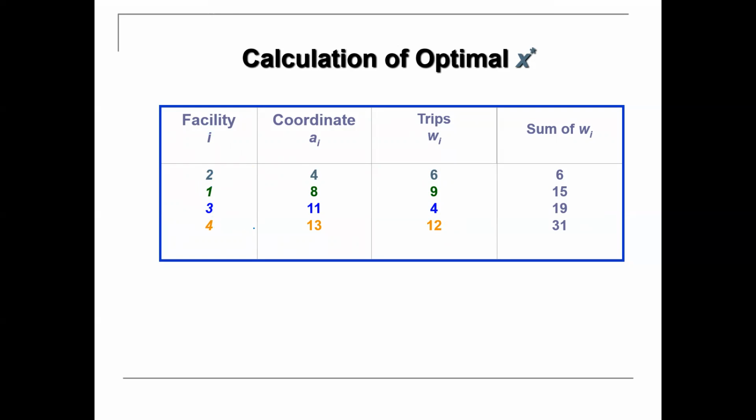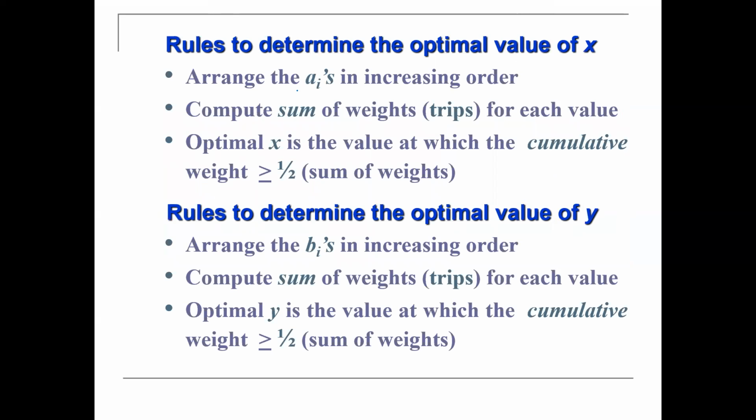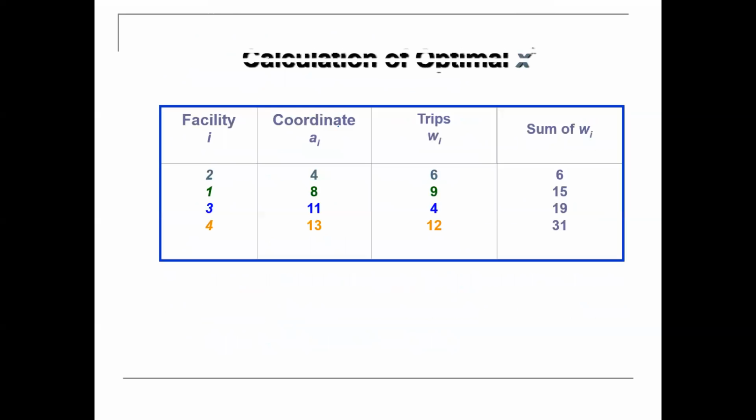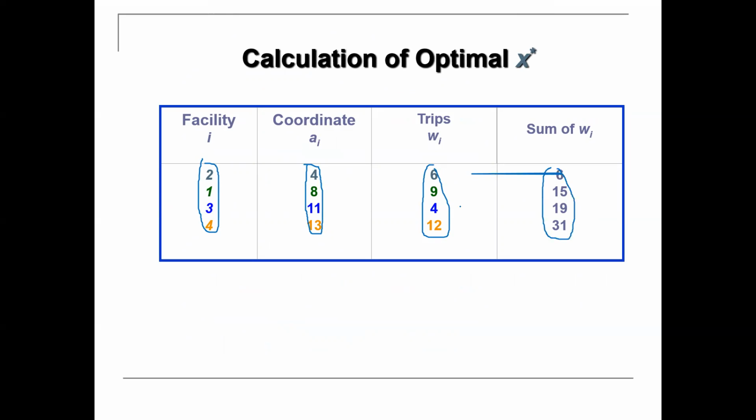increasing order. So going back here, arrange the A_i's in increasing order. Okay, so the A_i's are here. You can see they are arranged in increasing order. So that changes the order of the facilities because they're arranged based on the A_i's. And then we have the information for the W_i's, and we are doing the cumulative summation for those.